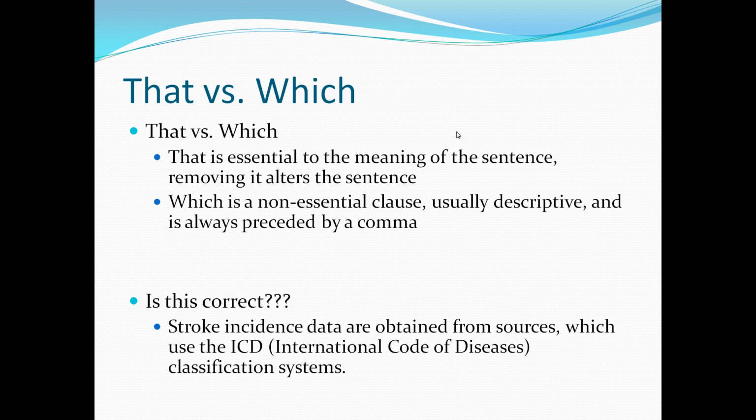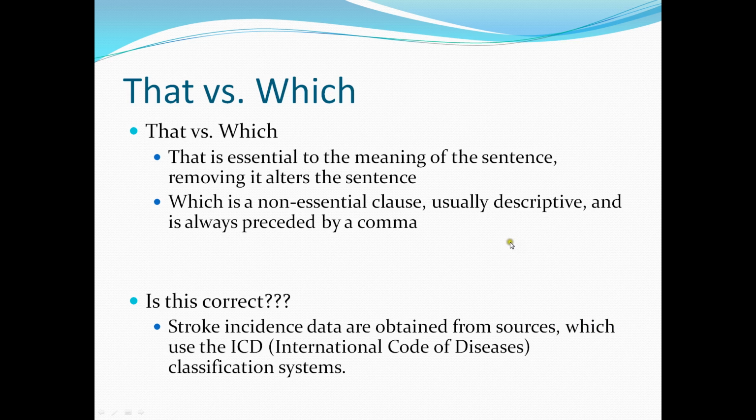That versus which. When you're using the word that, it is essential to the sentence. It is what's considered an essential clause, meaning if you remove it, the sentence changes altogether. For example, stroke incidence data are obtained from sources which use the ICD classification systems. We're trying to determine if we should use the word that or the word which here. Conversely, which is considered a non-essential clause, it's descriptive and it's always preceded by a comma.